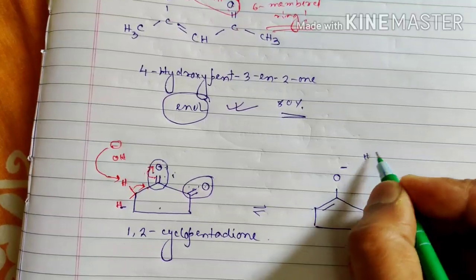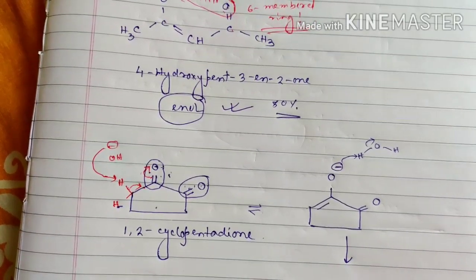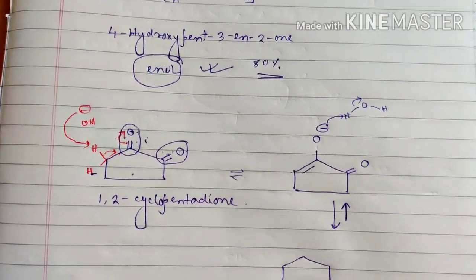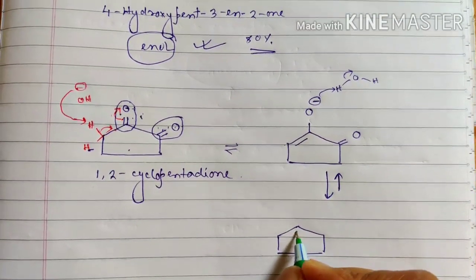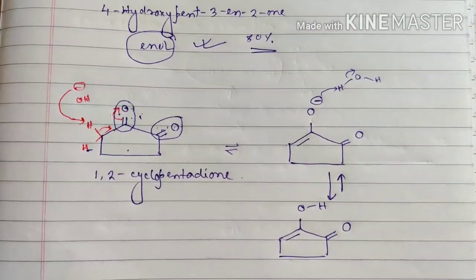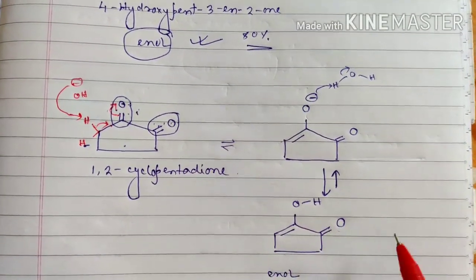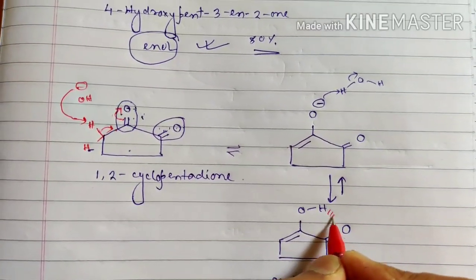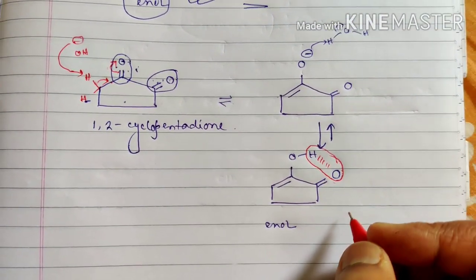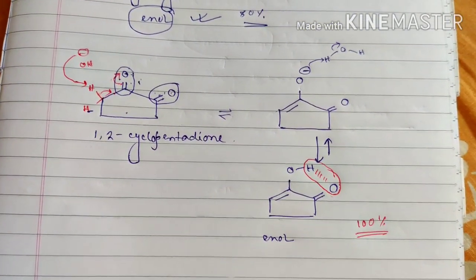Now this O minus can obviously take the H plus from the aqueous medium, and ultimately it forms this one, which is OH, and then there is a double bond O. Now this enol form becomes stable. Why so? Number one, the 2 polar groups, same polar groups are not there anymore. And number 2 is the possibility of intramolecular hydrogen bond, which makes this compound very stable. It is observed to be almost 100%, so the enol form is almost 100% over here.